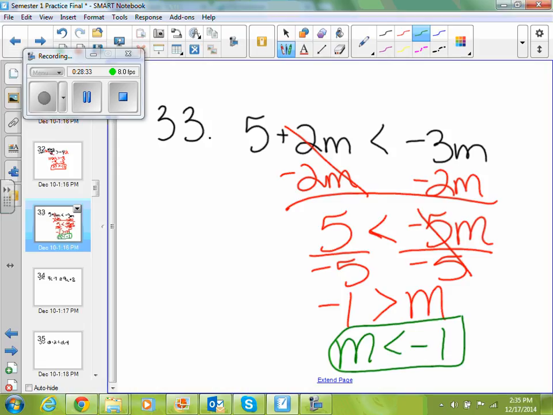Niles, did you get that down on your note card? If you divide or multiply by a negative, you have to flip the inequality.